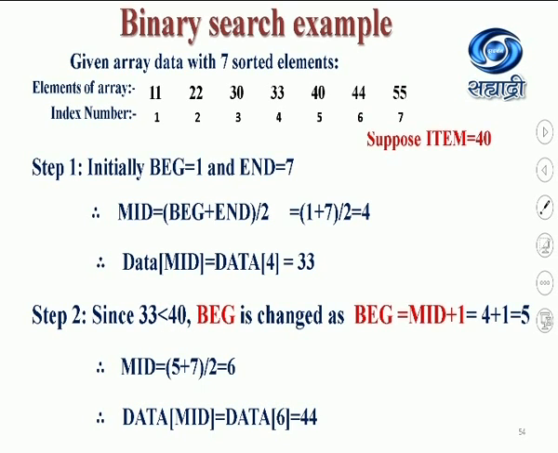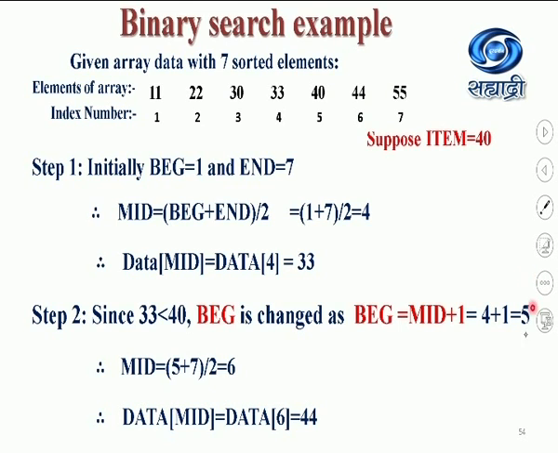It means your element is present in the right sublist. From the middle value, that is 33, your searching element is present in the second list. So that's why we are going to change the beg counter. How can you change the beg counter? You have to add 1, that is, beg is equal to mid plus 1. Therefore 4 plus 1 is equal to 5.